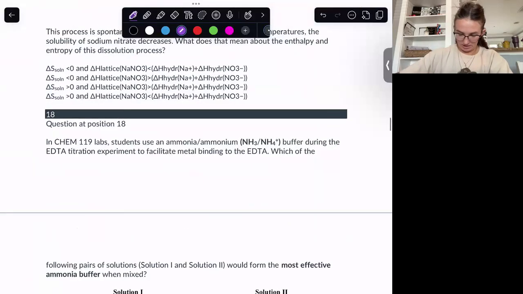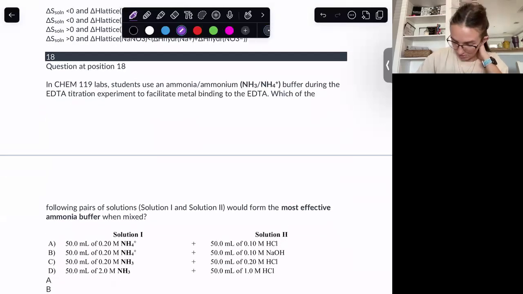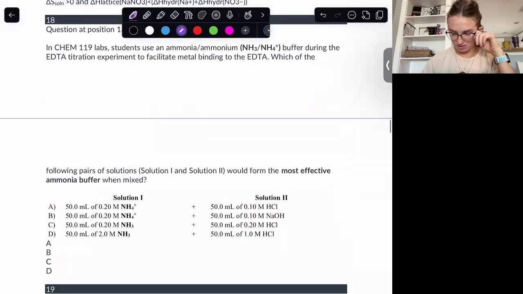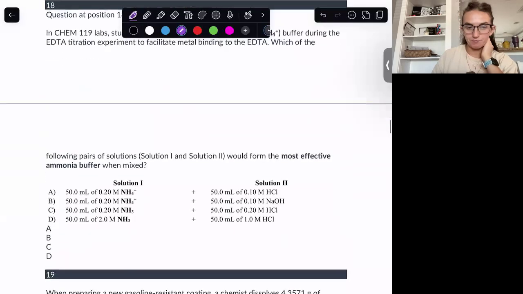Okay, so for question 18. Right, in chem labs, students use ammonium buffer during the EDTA titration experiment to facilitate metal binding to EDTA, which of the following pairs of solutions would form the most effective ammonia buffer when mixed.